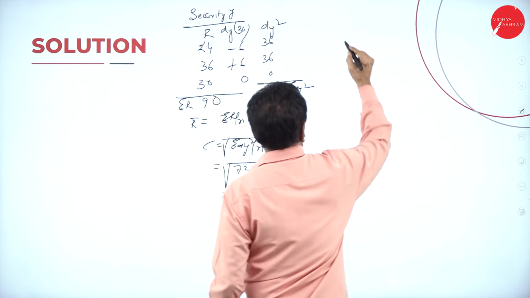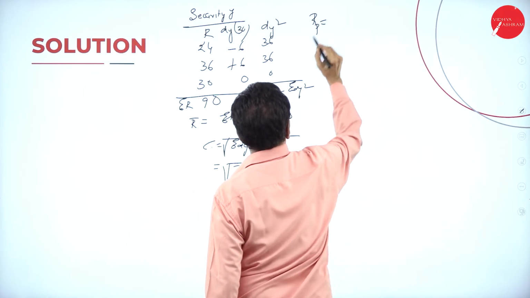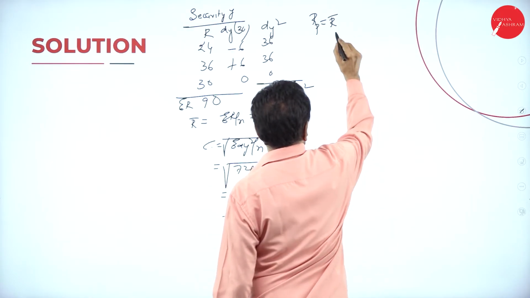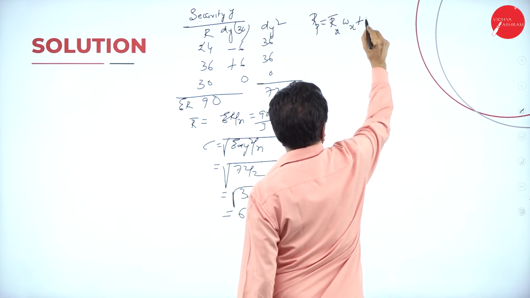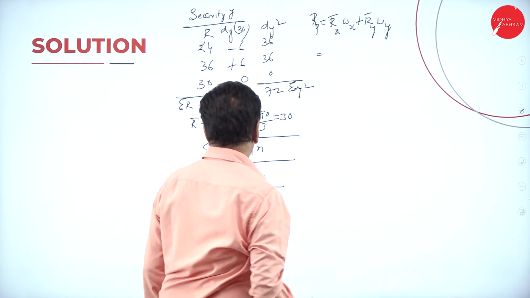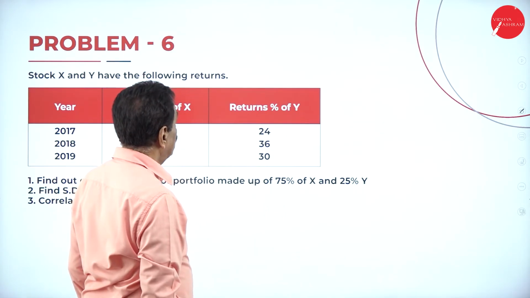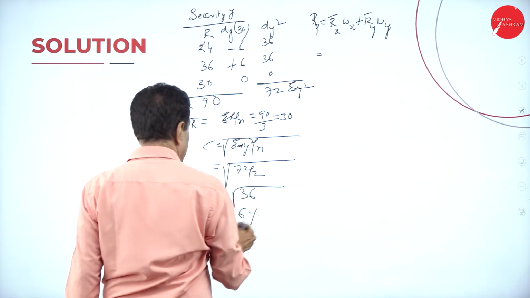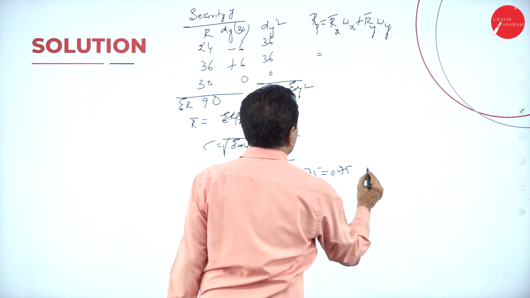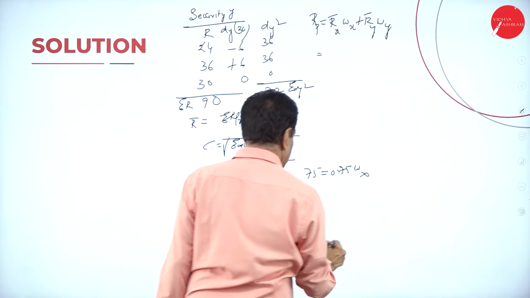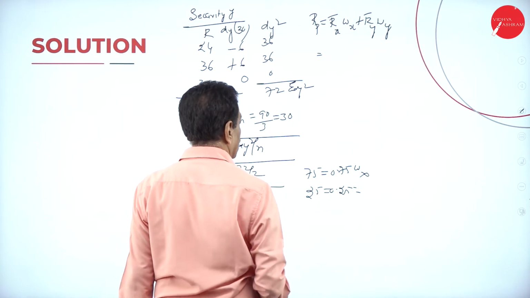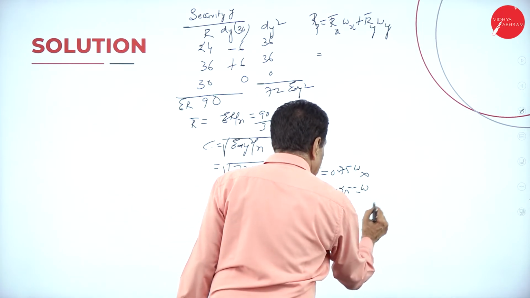Then return on portfolio: R mean X into WX plus R mean Y into WY. So weight is given how much? 75%, 25%. So when you say 75%, it means 0.75 for WX, and 25% is 0.25. This is for WY.